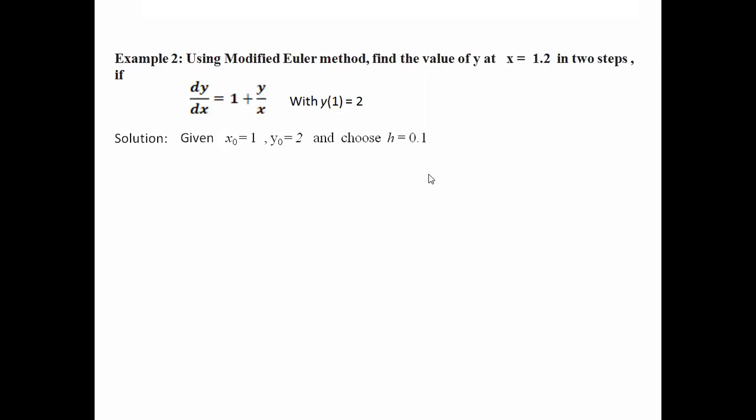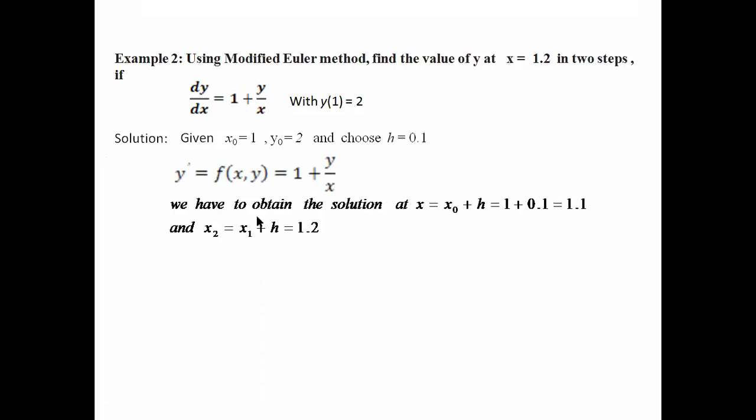If h is 0.1, first you get the solution at x naught plus h. Let it be denoted by x1. So x1 is nothing but x naught plus h, that is 1 plus 0.1, which is 1.1. At this point, you have to get the solution. And for another step, add h to this. We shall call it x2. x2 is nothing but x1 plus h, that is 1.2. So before getting the solution at 1.2, we need the solution at 1.1. So you have to get the solution in two steps. This is the meaning of this. So first, the given conditions: x naught is 1, y naught is 2.